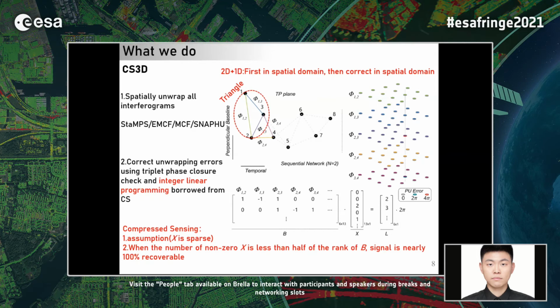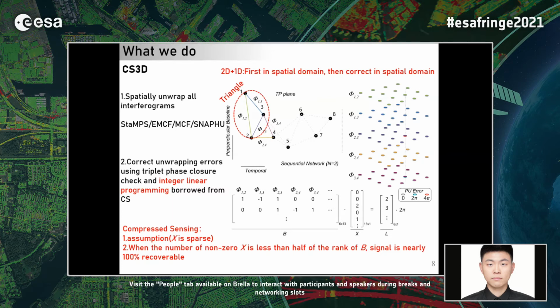Each triangle is related to one row of the shown incidence matrix B. The triplet phase closure can be obtained from a triangle loop labeled in the red dashed ellipse in the figure.